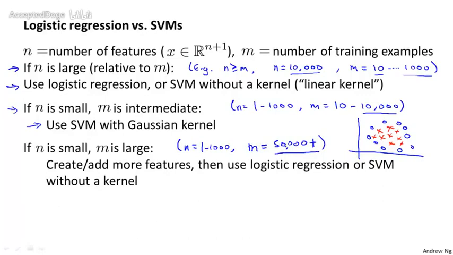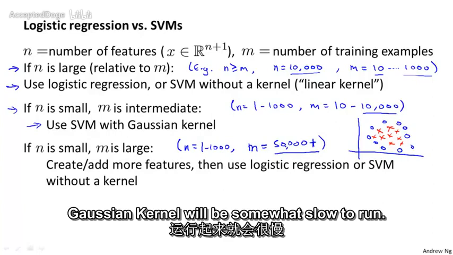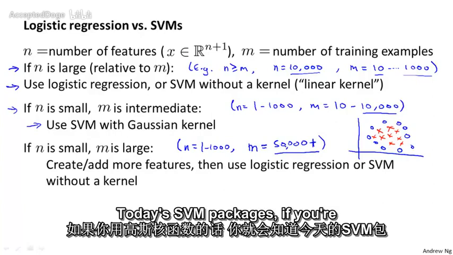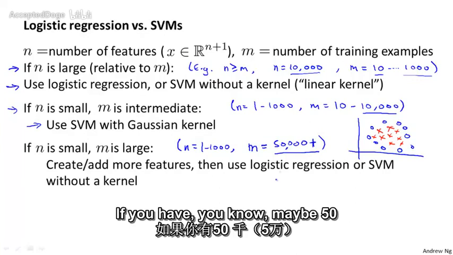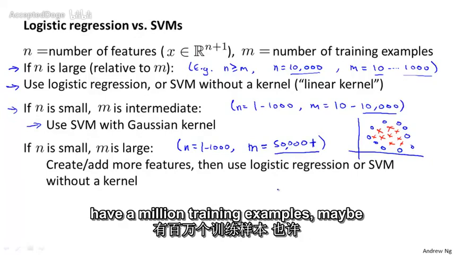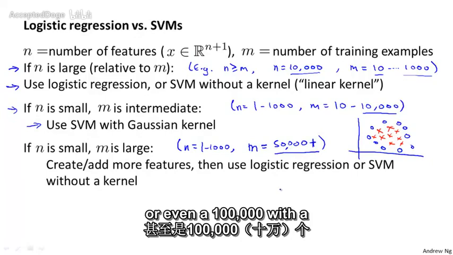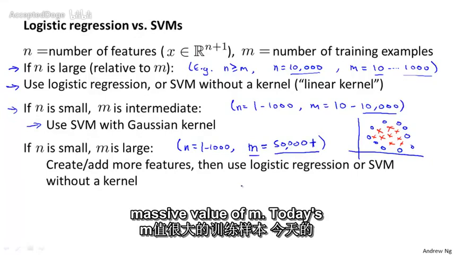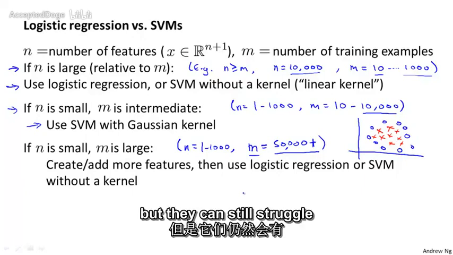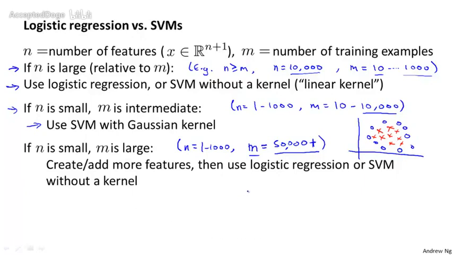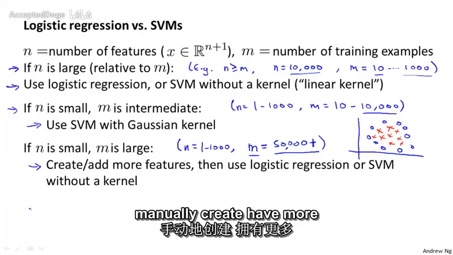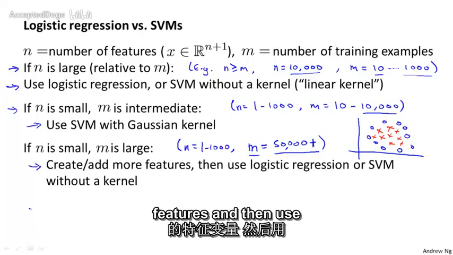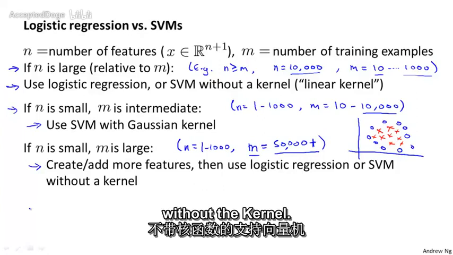So if this is the case, then an SVM with a Gaussian kernel will be somewhat slow to run. Today's SVM packages, if you're using a Gaussian kernel, tend to struggle a bit. Maybe 50,000 is okay, but if you have a million training examples, or maybe even 100,000, with a massive value of m, today's SVM packages are very good, but they can still struggle a little bit when you have a massive training set size and you're using a Gaussian kernel. So in that case, what I would usually do is try to manually create or add more features, and then use logistic regression or an SVM without a kernel.